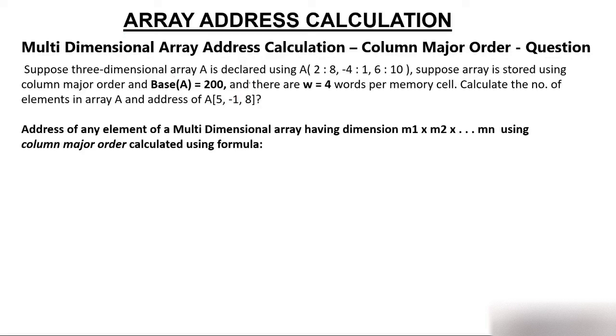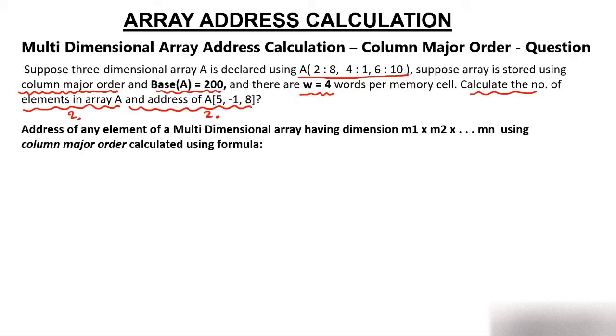Suppose 3-dimension array A is declared using this. So you have a 3-dimension array. This array is of type non-regular array, which we have already explained. So this is a non-regular array. This is the first part, second and third. Suppose the array is stored using column major order. Base address is 200. Word length is 4. You have 2 questions. Calculate the number of elements in array A. So the first question is how many elements are there, and then the address of this.